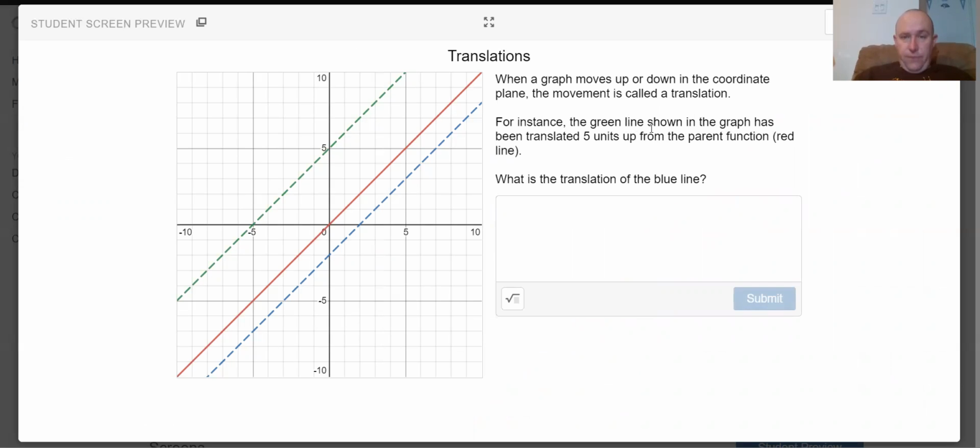So to look at the functions here, the green line shown in the graph has been translated up 5 units. What is the translation of the blue line? Well, you can see that it's been moved down 2 places. So I'm going to put down 2 places.